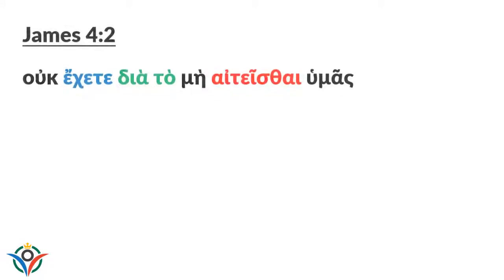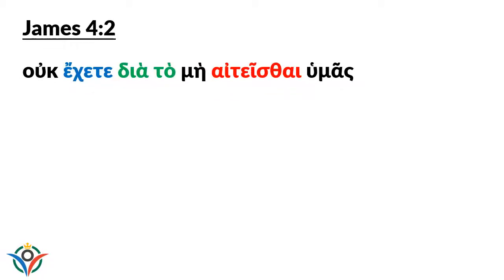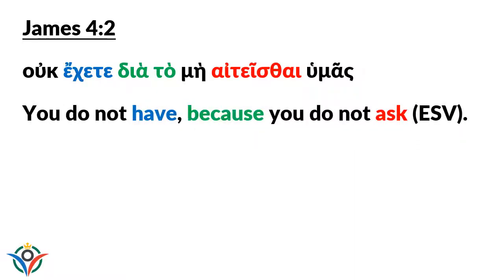Our next example is James 4 verse 2. The Greek reads, Ouk echete dia to me aiteisthai humas. The ESV has translated this as, you do not have because you do not ask.